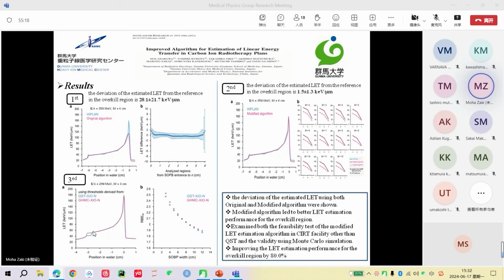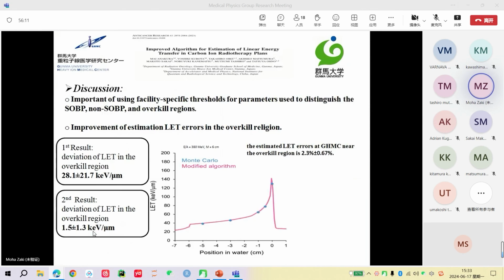Later, to inspect the validity of the modified LAT estimation algorithm in Gunma Heavy Ion Medical Center, XUN ran it using Monte Carlo simulation to provide the LAT profile as a reference. The single beam of the 380 with width of 6 centimeters revealed that the estimated LAT showed fair agreement with the reference value. The diffusion of the estimated LAT from the Monte Carlo simulation derived in the spread out Bragg-Peak region was 2.3% plus or minus 0.67%, supporting Gunma Heavy Ion Medical Center facility-specific LAT for this modified algorithm.